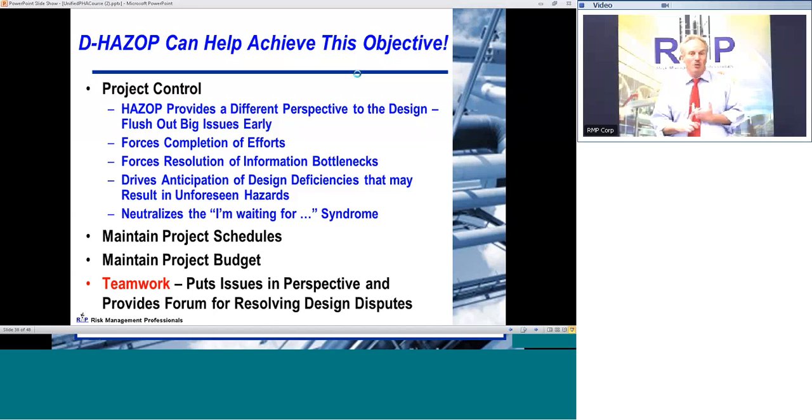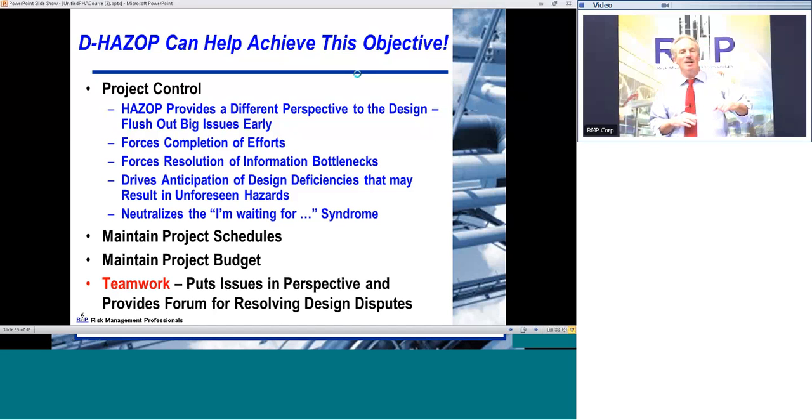So again, from a control mechanism, the HAZOP provides a different perspective to the design. You can flush out the big issues early and get them resolved. It helps you complete efforts. I don't know how many times I've heard, oh, we're ready for HAZOP. We've got all our safety information together. And I go, okay, great. And then you get the team together and they bring in stuff that absolutely isn't ready yet.